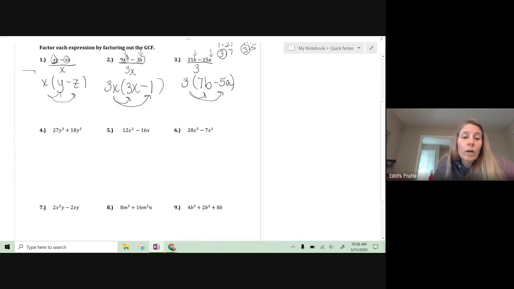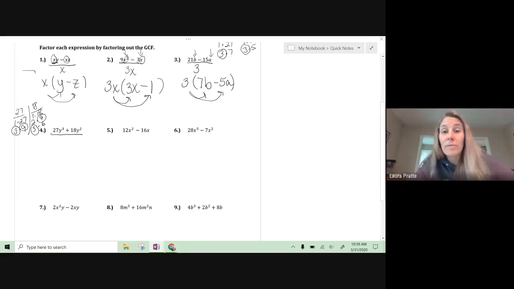Okay, so number 4, we have 27 and 18. So again, use your factor sheet if you're not sure what all the factors of 27 and 18 are. So 1 and 27, 3 and 9. And then for 18, my factors are 1 and 18, 2 and 9, 3 and 6. Now notice, when you look at these two numbers, you have a GCF, or common factor, I should say, of 3. They both are divisible by 3. But they're also both divisible by 9. So there's 2 common factors.